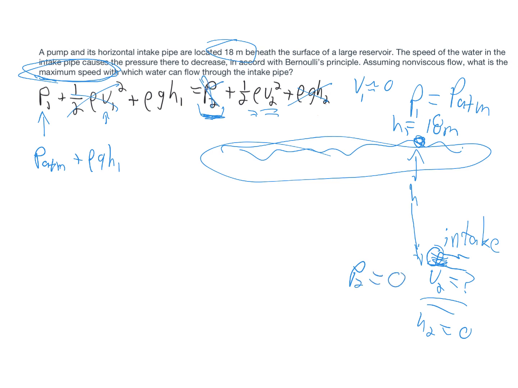So if you set it to the smallest possible value, then you can go ahead and solve for the maximum speed of V2 by using this derived equation from Bernoulli's principle.